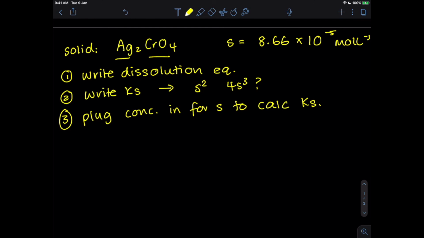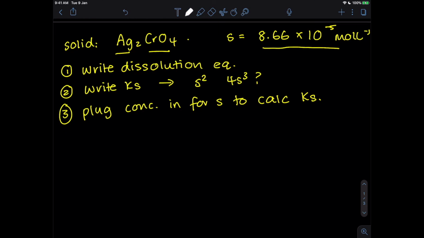So I'll give you 5 minutes, see if you can give that a go. So you've got your S up here, your type of solid here, and your steps. So step 1, write your dissolution equation, write your solid silver chromate dissolving into its 2 ions, Ks, and then use that to determine which of the 2 types of equation you're going to use, and then chuck your concentration in for S. And remember, if you are doing 4s cubed, cube your S first, then multiply by 4.